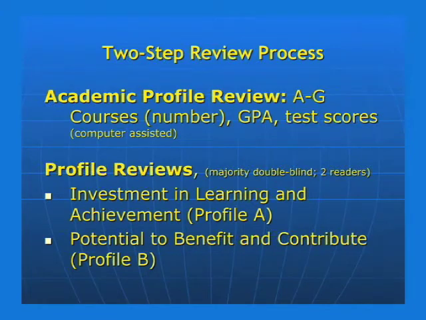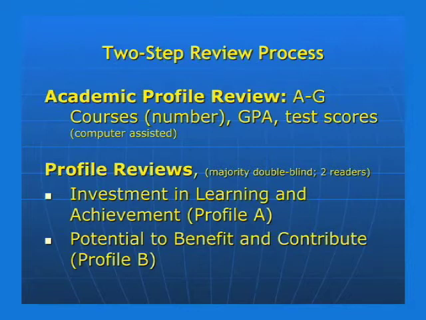There are 2 steps in the review process. As external reviewers, you will be concerned with the profile reviews, but just so you're aware of the process, there's also a component that is conducted internally in the Office of Admissions and Relations with Schools, and this is called the Academic Profile Review. This is also known in our office as the ACR process. This is where the A through G courses, the actual quantitative number, the student's GPA, and test scores are computed, and this is assisted by the computer.